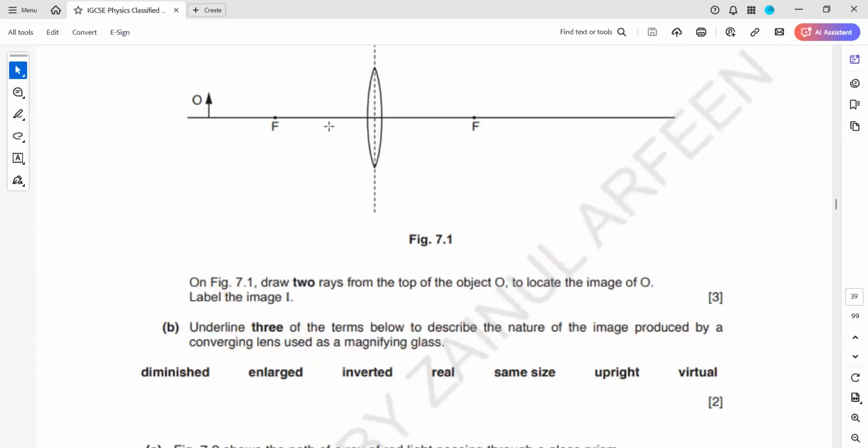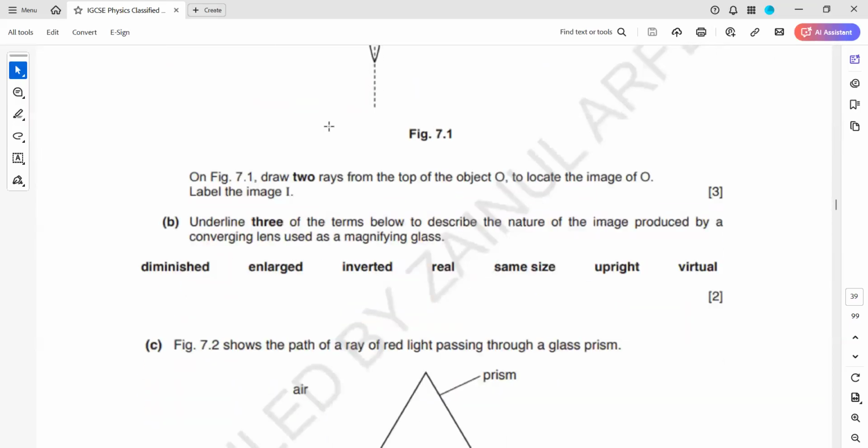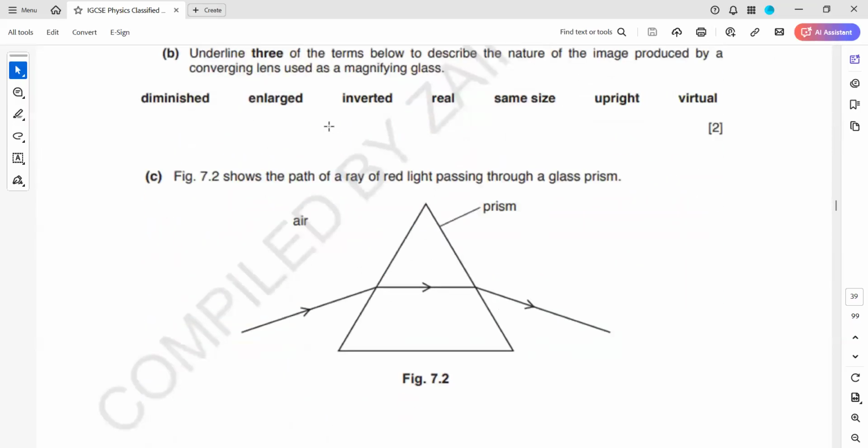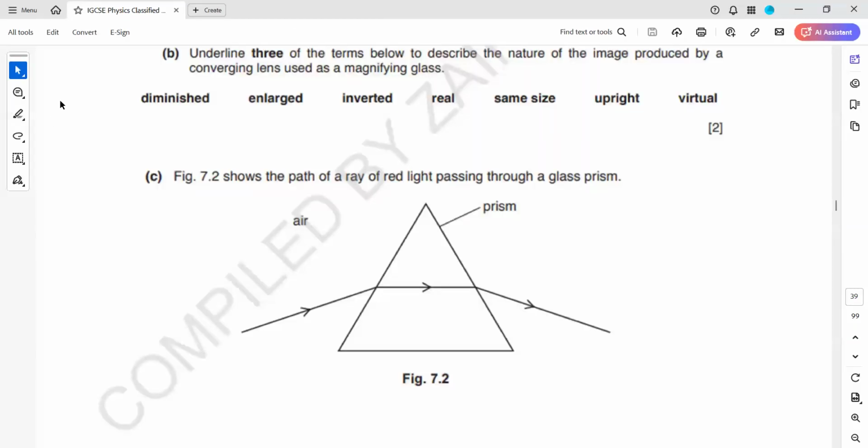Underline three terms given to describe the nature of the image produced by a converging lens as a magnifying glass. If you use it as a magnifying glass, is the image diminished, meaning smaller in size? No. Is it enlarged? Yes, it is magnified. Is it inverted? With a magnifying glass, no. A magnifying glass is forming an upright image, not inverted.